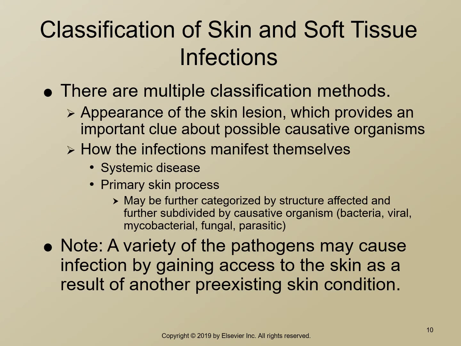Skin and soft tissue infections can be classified in multiple ways. One method classifies them as per their appearance of the skin lesion, and this provides an important clue about the possible causative agent. Skin and soft tissue infections can also be classified, as they are discussed in this chapter, according to whether they occur as a manifestation of either systemic disease or as a primary skin process. The primary skin infections can then be further classified by the skin and soft tissue structure affected, and then further subdivided by the causative agent.